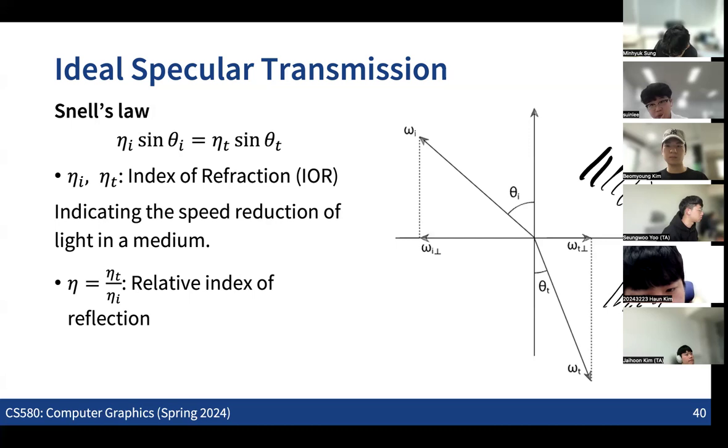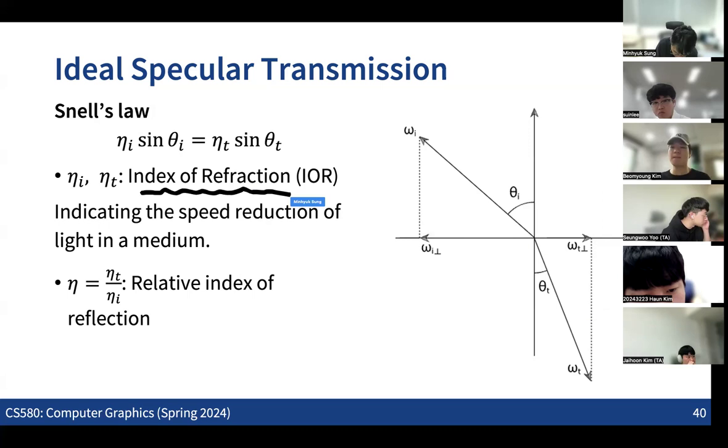Then the light is coming from the air and getting into some kind of medium that can be water or something. So when you have an incoming direction of the light, the outgoing direction will be determined based on the index of refraction of each of the media.